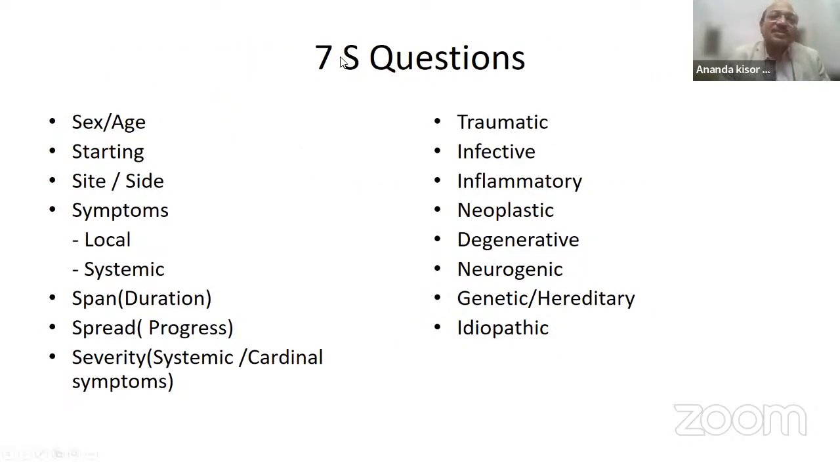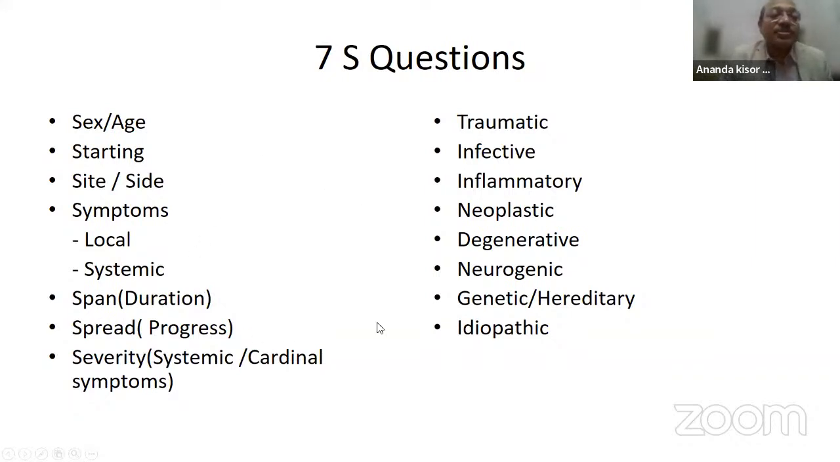This is the basics: the 7 S questions. All the questions start with S, which is why it is called the 7 S questions. There is side, then symptoms, which may be local or systemic, span and duration, spread, progress, and the severity of the systemic or cardinal symptoms. If systemic and cardinal symptoms are present, that indicates the severity of disease. Some diseases are progressive, some are not. Duration means some are of very short duration, some long.